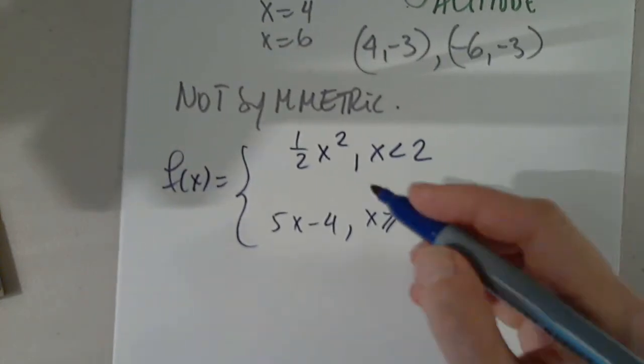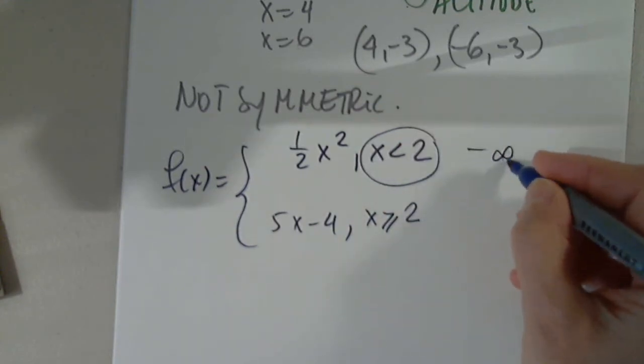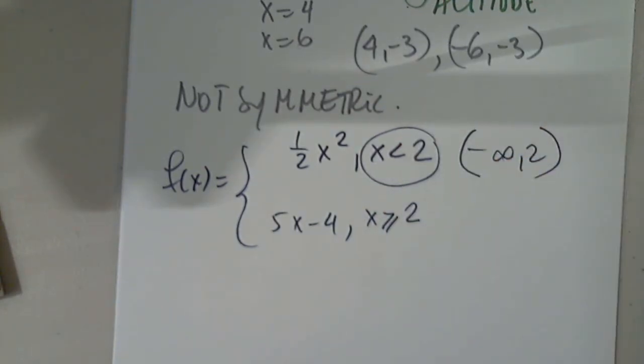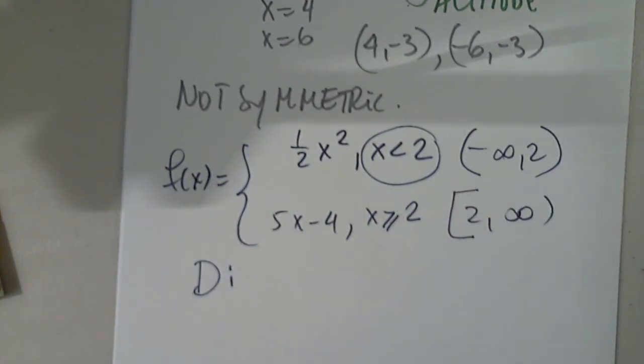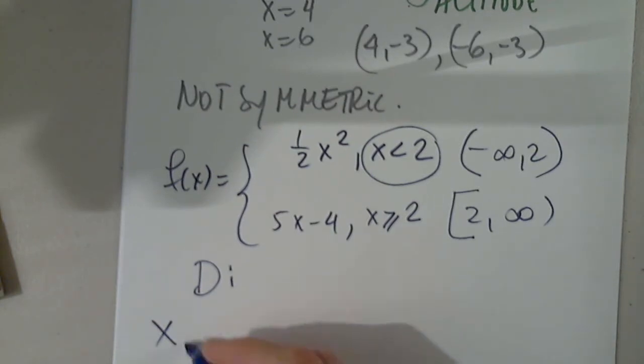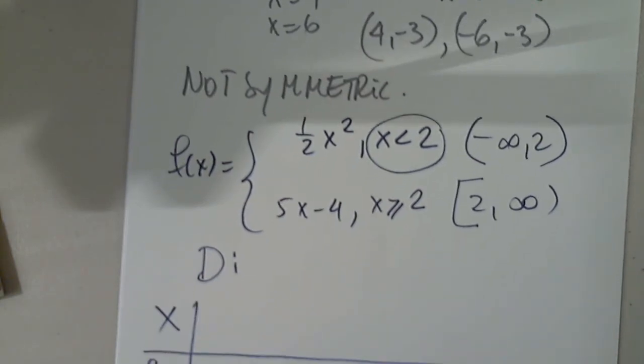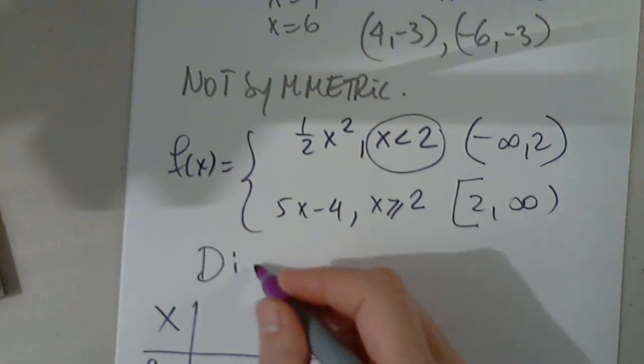So, first of all, I change this into -∞ to 2. Then I change this into 2 to infinity because I want to identify the domain first. That is always my first thought when I'm asked to graph a function. Any questions? Okay, so I noticed that it's all real numbers.